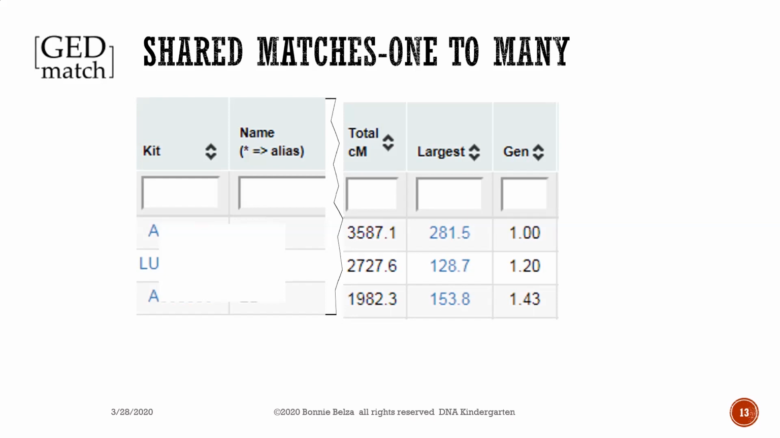GEDmatch also shows you the total number of centimorgans you share with someone and the largest piece of DNA that you share with that person and how many generations you are apart. So the first person on this list is either my father or my brother. Because I share enough DNA, it has to be one of those relationships of the people that I have tested.